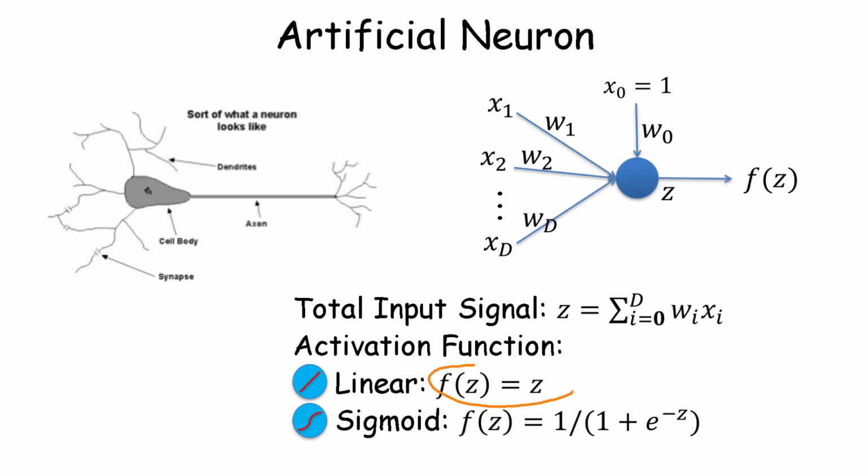The linear function simply outputs the total input signal unchanged. The sigmoid function produces an output that is between 0 and 1. The sigmoid function is also known as the logistic function. When I draw a neuron, I will show the shape of the activation function inside the neuron because that's an important property of the neuron.